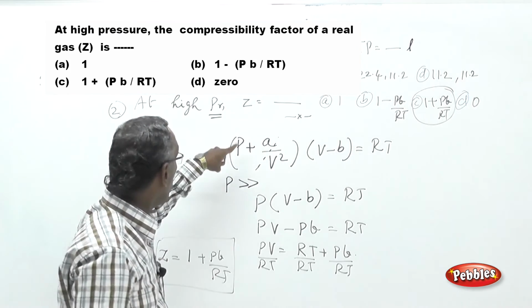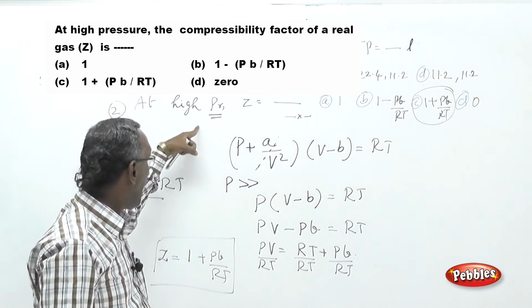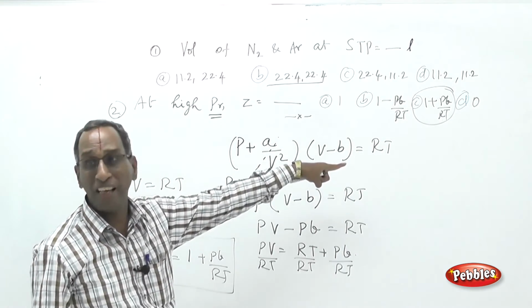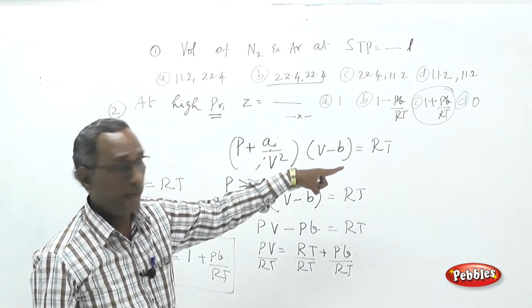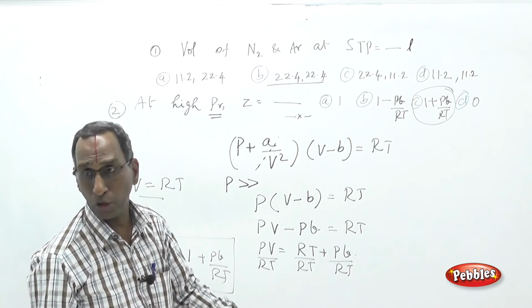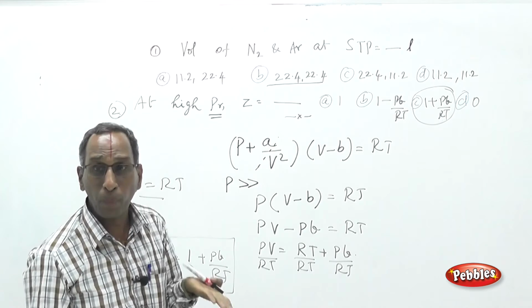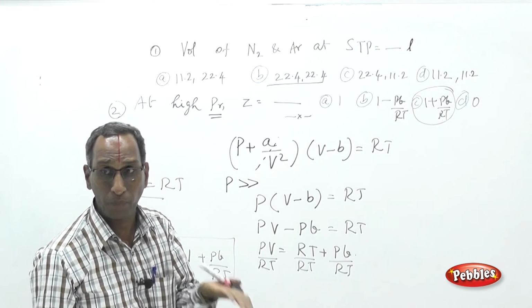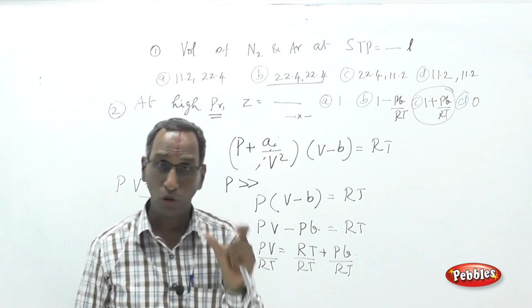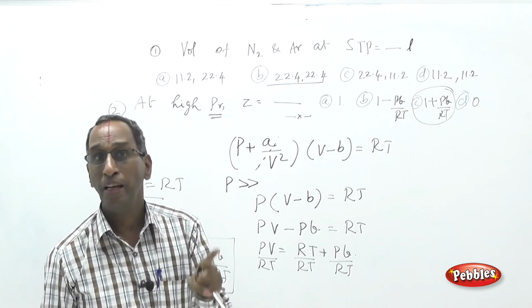Similarly, you can work out the high volume, low pressure condition. In the case of low pressure, volume is very high. If volume is very high, a by V squared is very low. Under this case, you have to properly take into account whether it comes in the denominator or numerator, addition or so. In every case, it cannot be neglected.